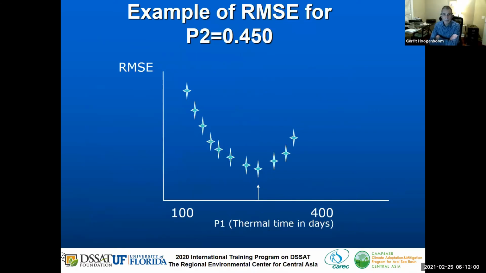So here's an example of variation of P1 shown here on the x-axis of the graph, where P1 varies between 100 and 400, defined as thermal days, which I think you're familiar with. We set the sensitivity to photoperiod, P2, to a value of 0.45.